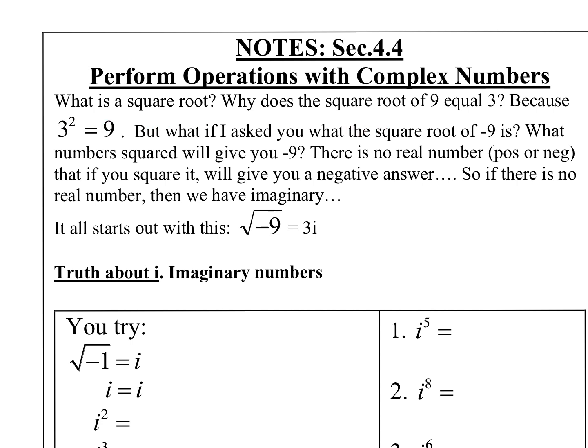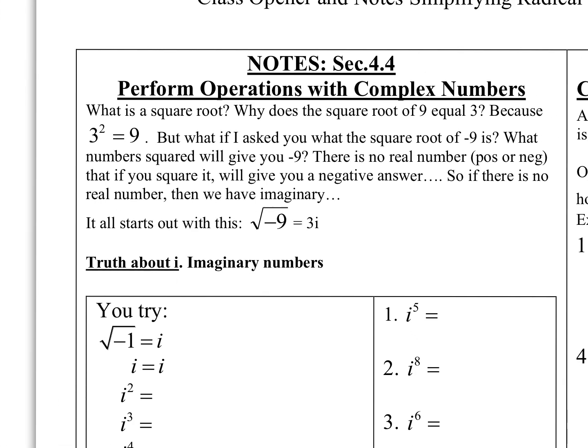But what if I asked you, what's the square root of negative 9? Then it's not 3, it's not negative 3, there's no real number. So this is what we need to learn. As a matter of fact, let's just go to your notebook and write this down, that the square root of negative 1 equals i. It's imaginary, okay? It's not real, it's imaginary. The square root of negative 1 is i.